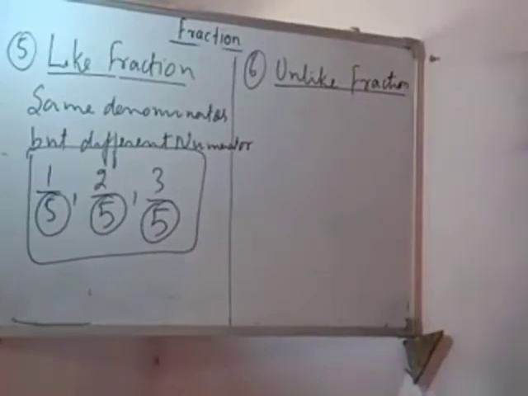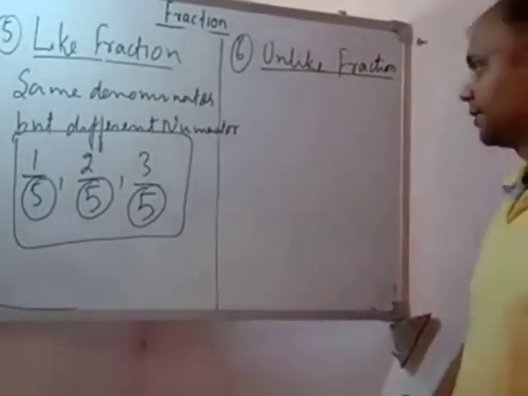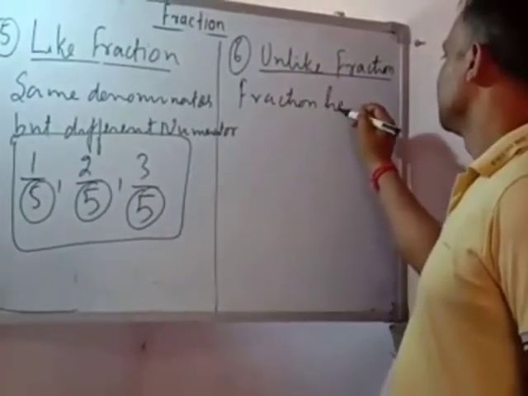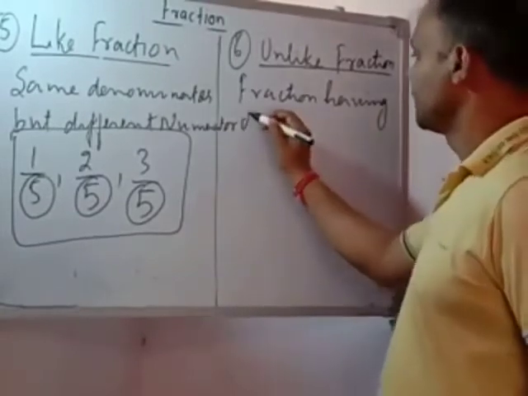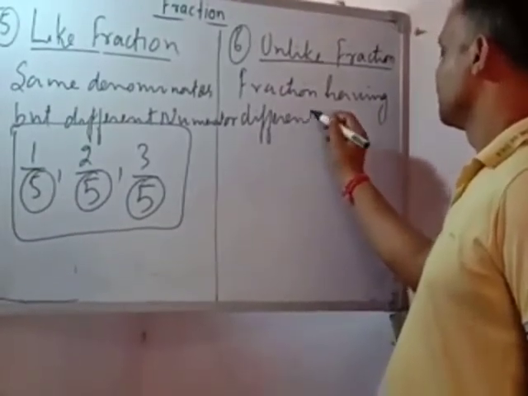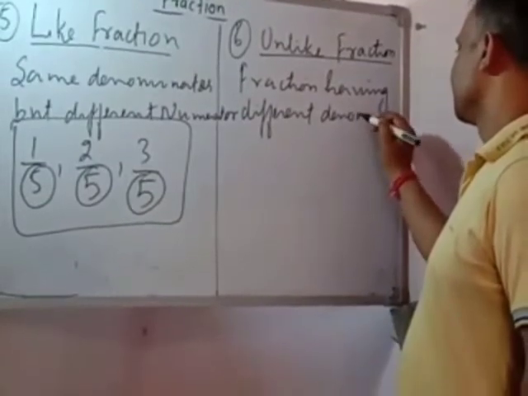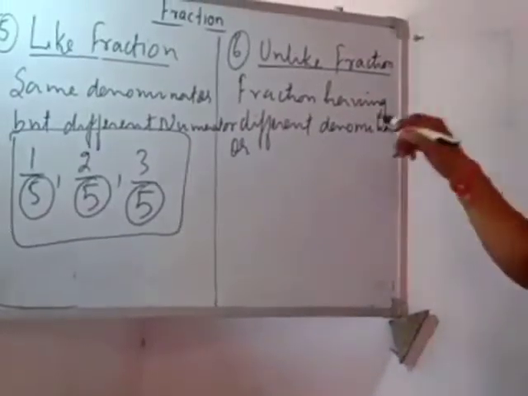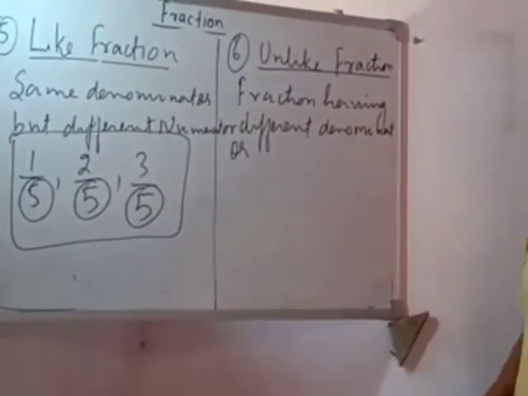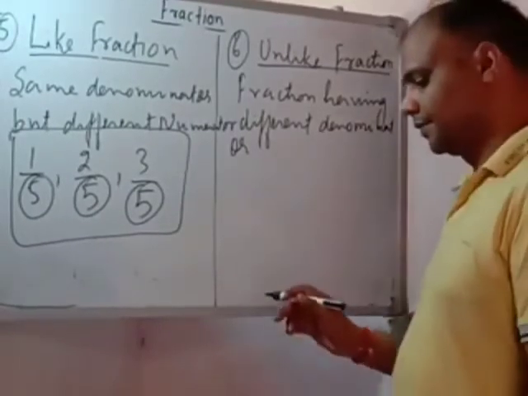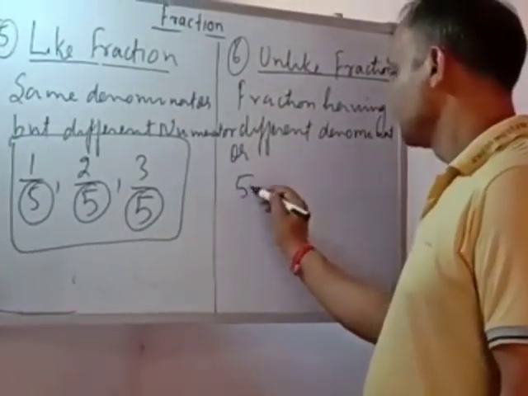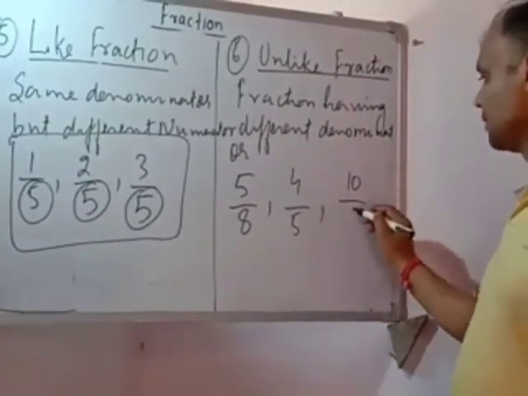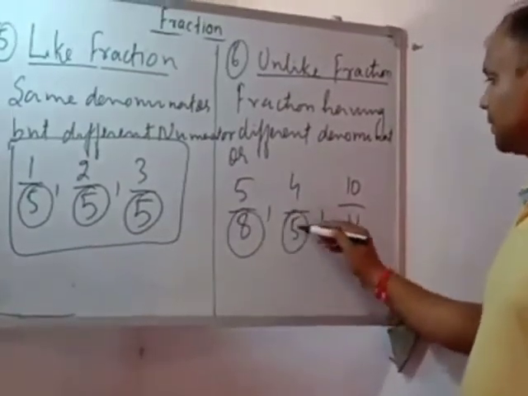Sixth is unlike fraction: fractions having different denominators. Unlike fractions are those fractions which have different denominators. We take as an example 5 by 8, 4 by 5, 10 by 11. Here the denominators of these fractions are different.